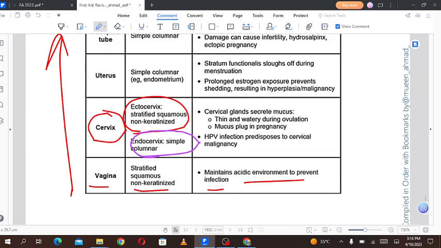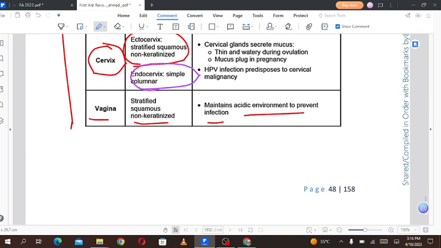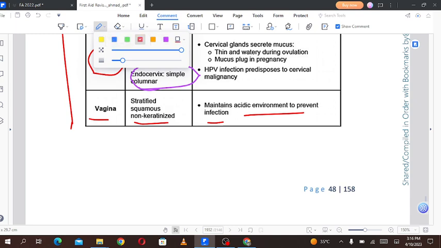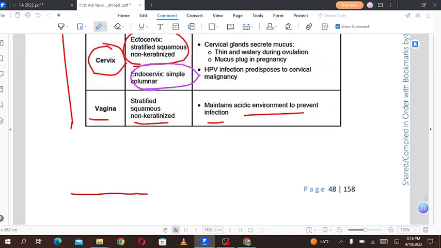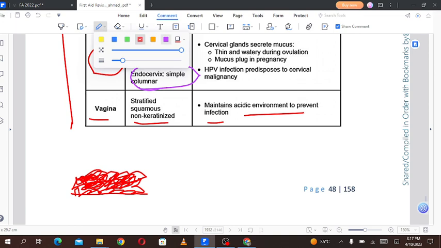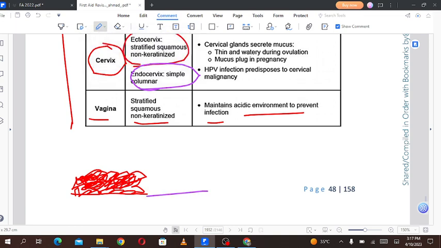So there is the transitional zone. Suppose this is the ectocervix, and we have stratified squamous epithelium which looks something like this, with multiple layers of squamous epithelium, one on top of the other. And then comes the endocervix, where we have simple columnar epithelium, like columns of cells. Let us choose a color and I will draw that. In the simple columnar epithelium there are columns of cells like this.